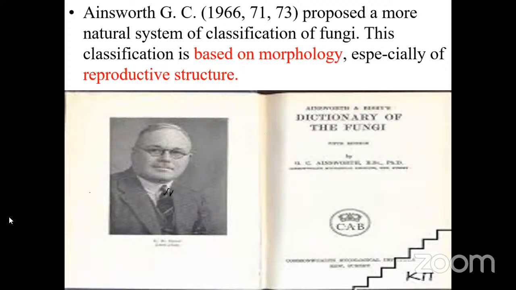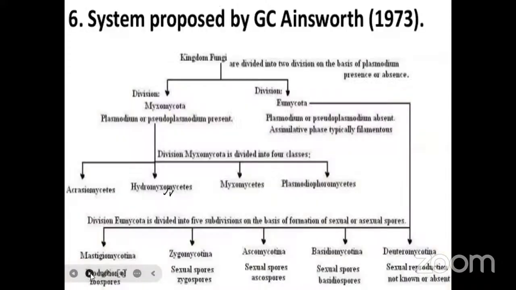It is discussed in the dictionary of the fungi. Here you can see the kingdom fungi: Myxomycota and Eumycota. The name false fungi applies only to those having a plasmodium-like structure. There is no specific structure, only amoeba-like structures, and no specific cell wall. Whereas Eumycota has the perfect fungi, that means true fungi and eukaryotic fungi.